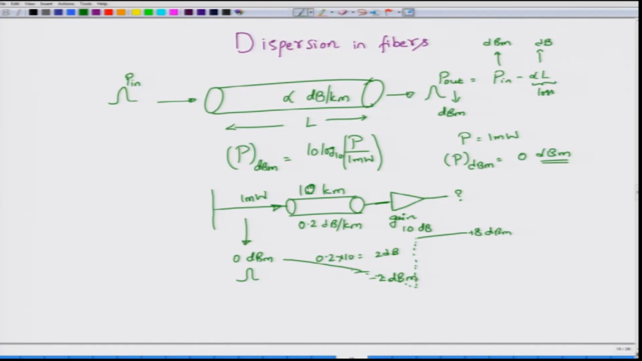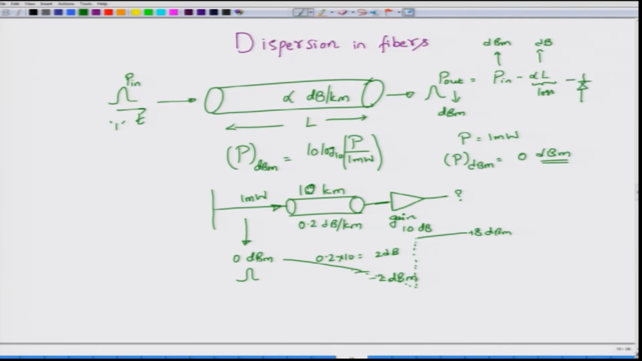But let me come back to the problem that we were looking at. We launch an optical pulse with respect to time, let us say, and this is carrying certain information, maybe a digital bit information of 1, and then when this passes through the fiber, it suffers a loss, and this is the optical pulse that you are going to get. This optical pulse will be at a lower power level than the input power level.